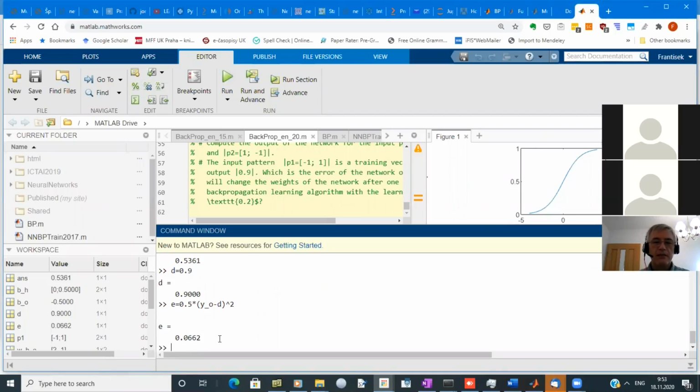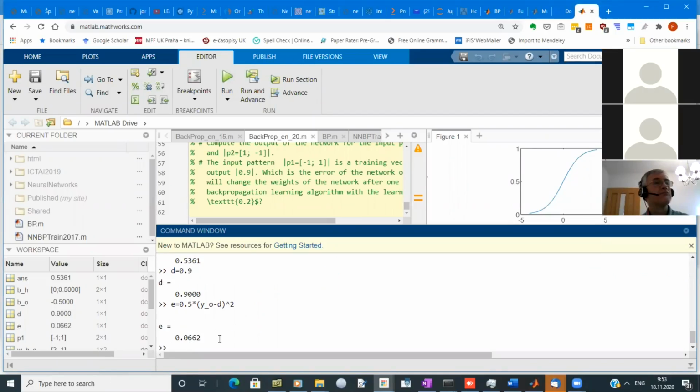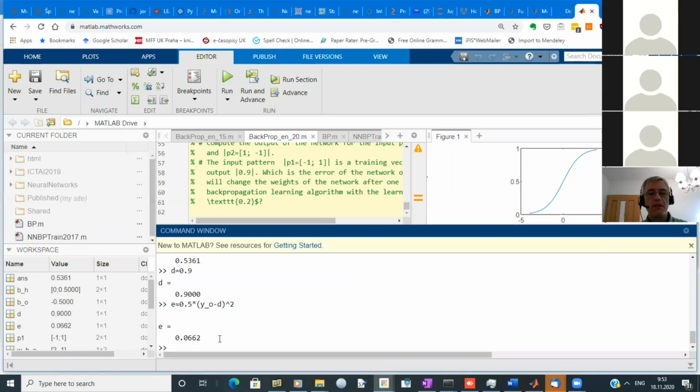So is this computation correct? Colleague Genchi, is this the same value as you obtained? Yeah, it's the same. Okay, so this is 1/2 times the squared difference between the real output and the desired output. So this is the value.